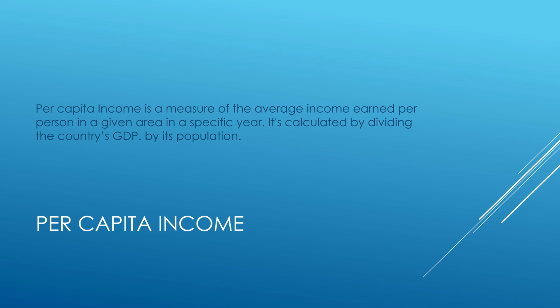The largest economy need not be the richest economy. The richness of an economy is arrived by the per capita income of that country. Per capita income is a measure of the average income earned per person in a given area in a specific year. It is calculated by dividing the country's GDP by its population. If the GDP of a country is very high, but the population is also very high, then the per capita income of that country will be low compared to the countries with the lower GDP and lower population.